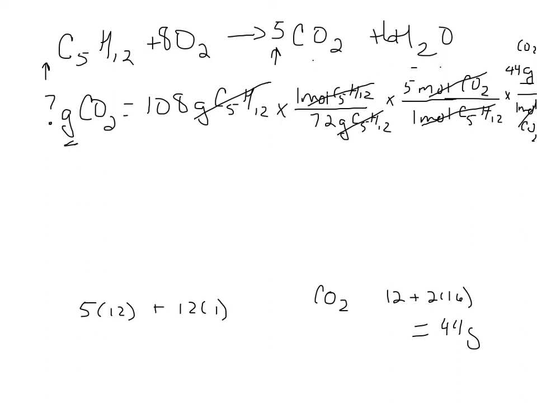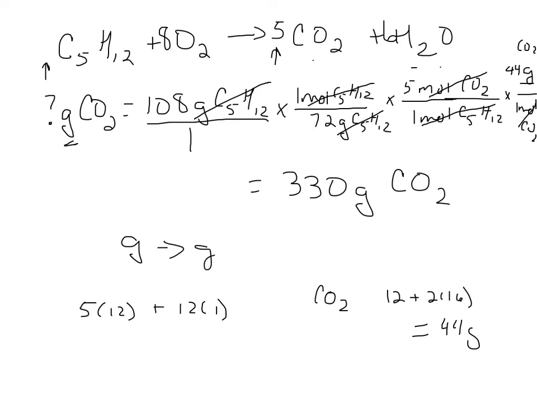So now all I've got to do is do all my math. I'm going to put in 108, divided by 72, times 5, times 44, and I get 330 grams CO2. Now, if that didn't make sense, go back and watch that part again, because this is such a crucial thing. This is the key thing in this chapter, to be able to do gram to gram calculations on a balanced equation. So make sure you know how to do that.